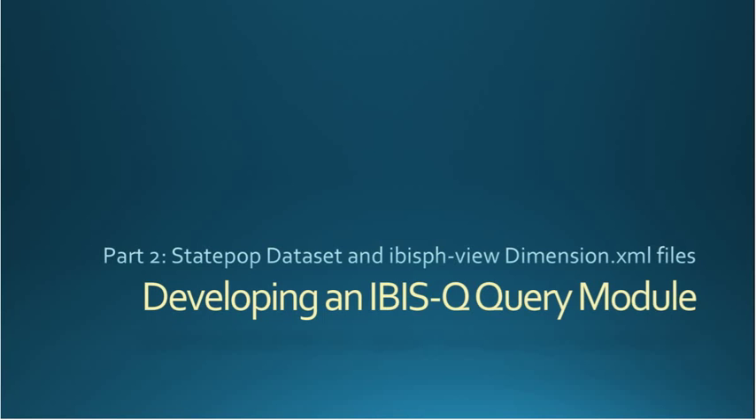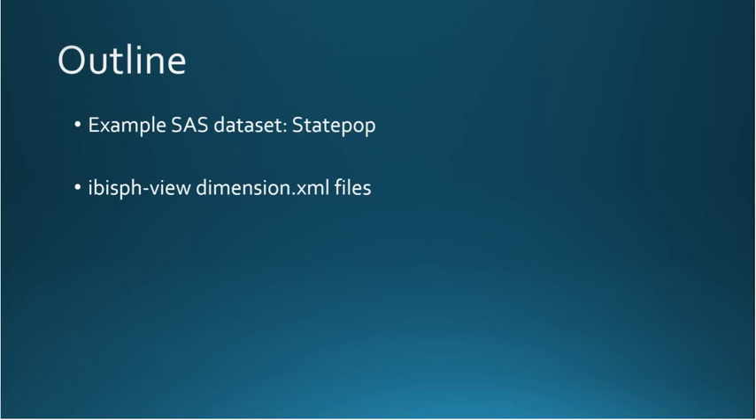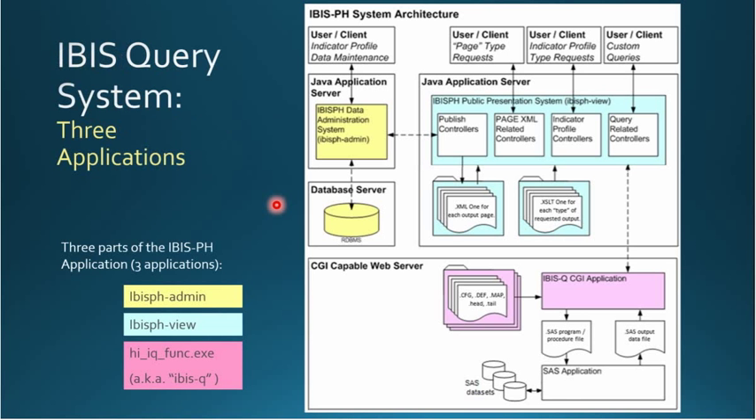This is part 2 of the training video series for developing an IBIS-Q query module. This is a pretty simple video where I'm going to introduce the example state and county population data set and how it is represented in the IBIS-PH-view XML dimension files. We used this schematic in part 1 of this series. The XML files are located in the IBIS-view application, and the SAS datasets are on the IBIS-Q server.